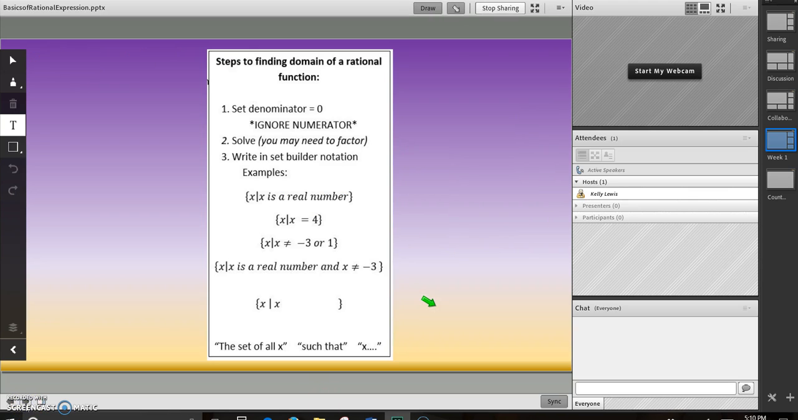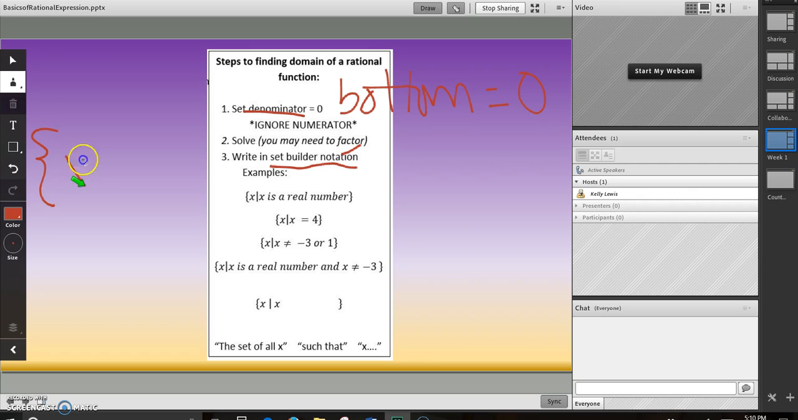All right, so some big steps. We're going to set the denominator, only the denominator, that's the bottom, and ignore whatever's on top, the numerator. Solve it. To solve it, we're most likely going to have to factor, and then we write it in what's called set builder notation. So you do this curly bracket, and you write x, bar, and then you write some stuff right here, and then you write the other curly bracket.